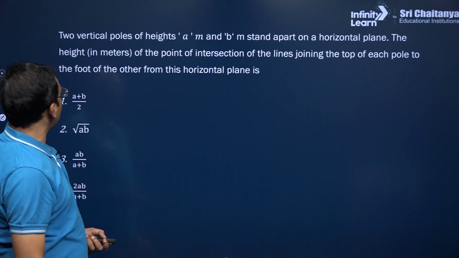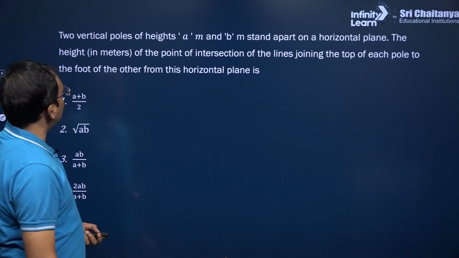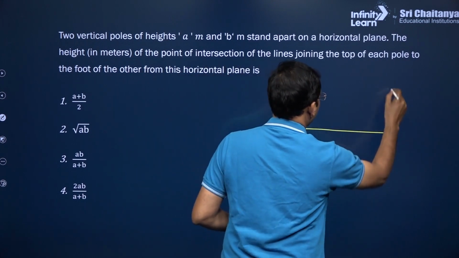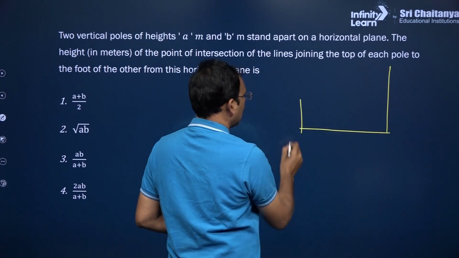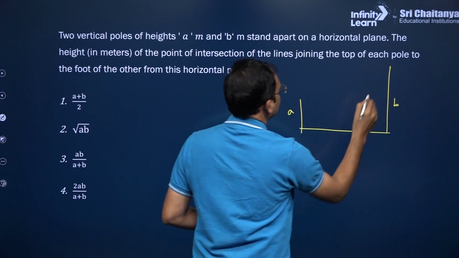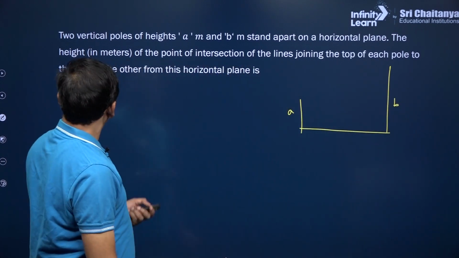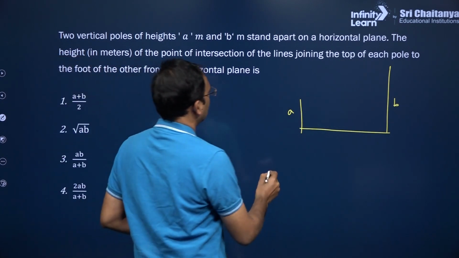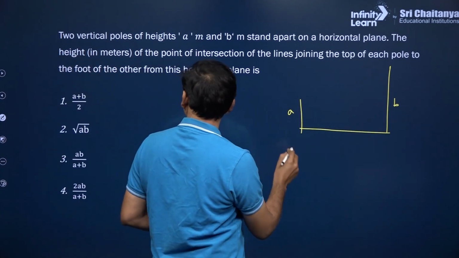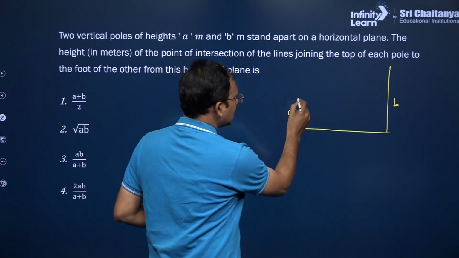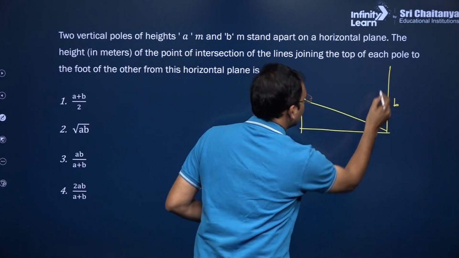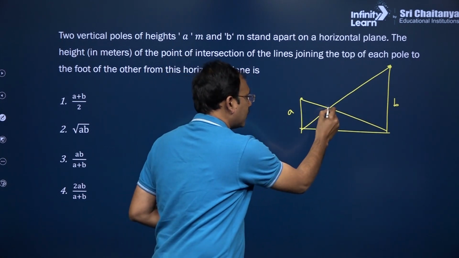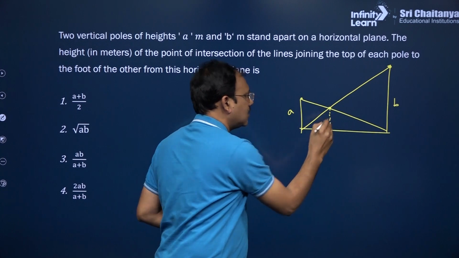Next, you see this question: two vertical poles of height a and b meters stand apart on a horizontal plane. Suppose two vertical poles of height a and b stand on a horizontal plane. The height in meters of the point of intersection of the lines joining the top of each pole to the foot of the other pole. You see, this top is joined with this base and this top is joined with this base, right. So, this is the point of intersection. I want to find this x.